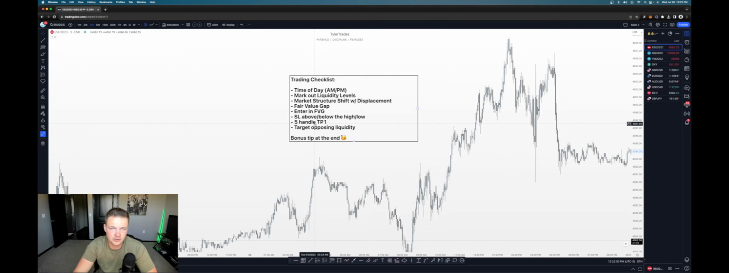What I like to do is take one small partial if I can at take profit 1. I like to move my stop loss to break even and protect the trade, and then anything beyond that is kind of just a bonus. And I'm looking to target the opposing liquidity at usually 10 handles, 15 handles, 20 handles in some cases. It all just depends on what the market looks like for that day and how much volatility we have. But overall, this is the full trading checklist.